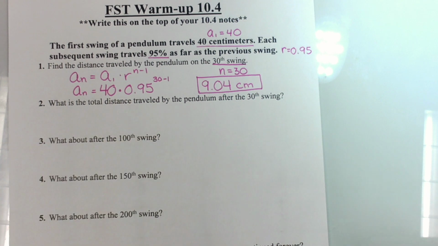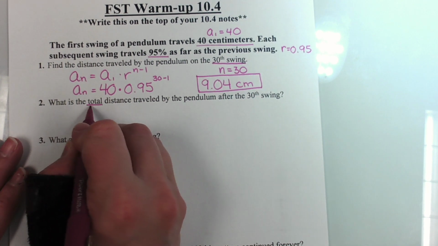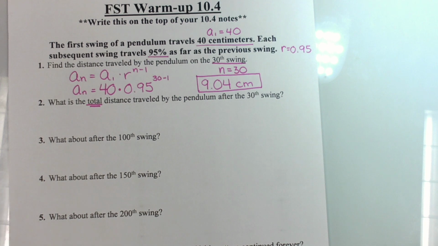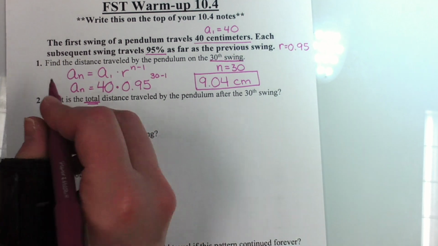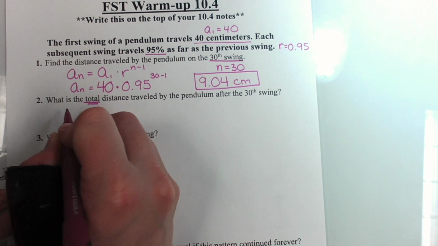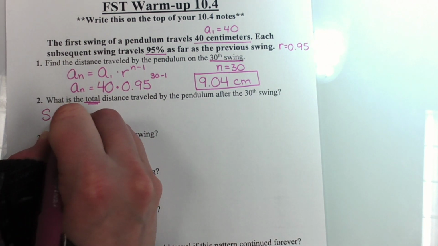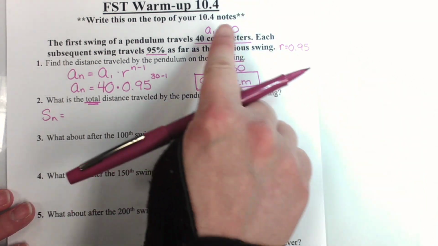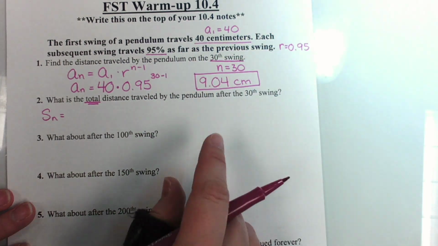Next question asks about the total distance traveled. Elsa, what's the change when it says total now instead of the specific 30th swing? Now we're talking about the series. Okay, got a couple of formulas for this. The one that makes sense is the one that uses A sub 1, R, and N on this one.